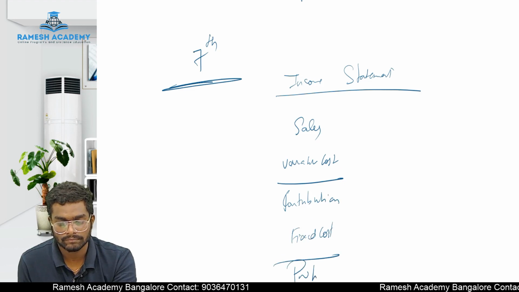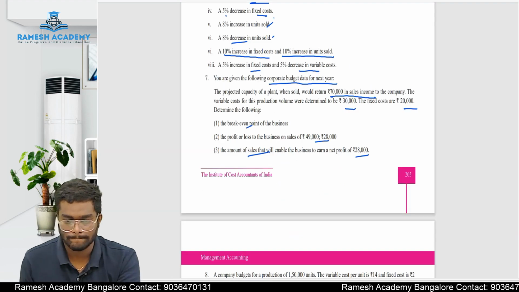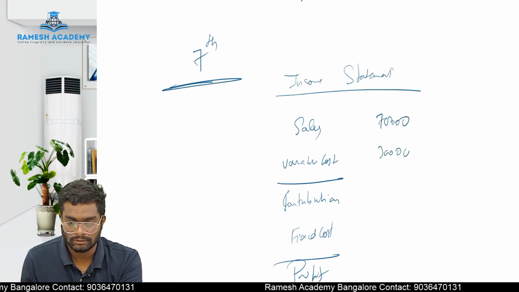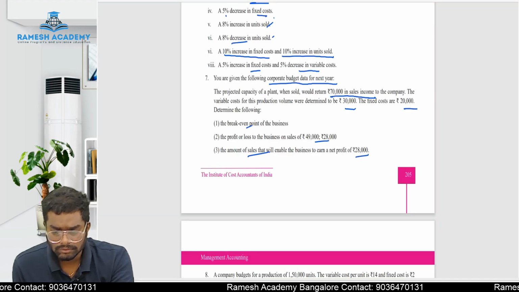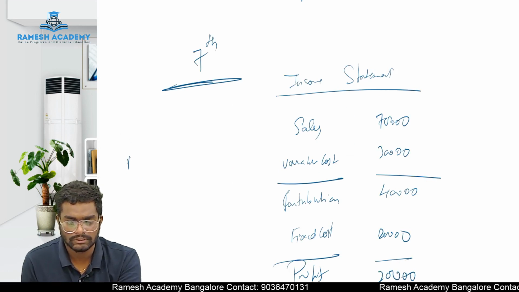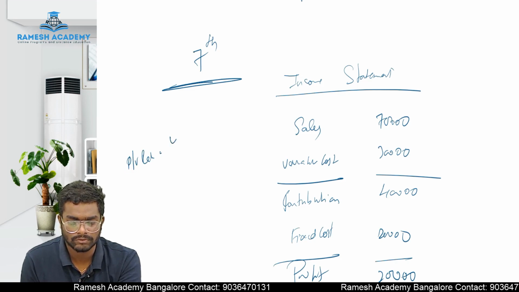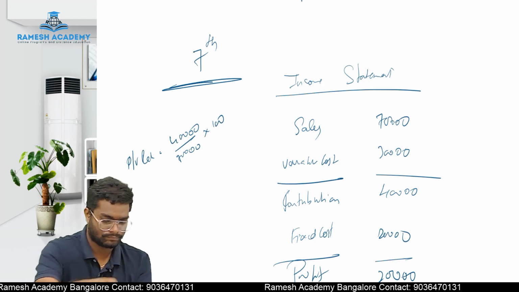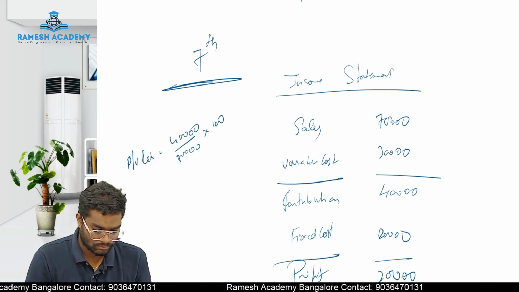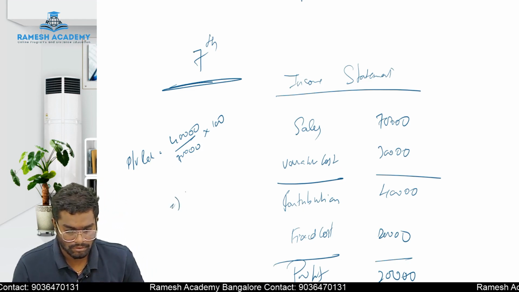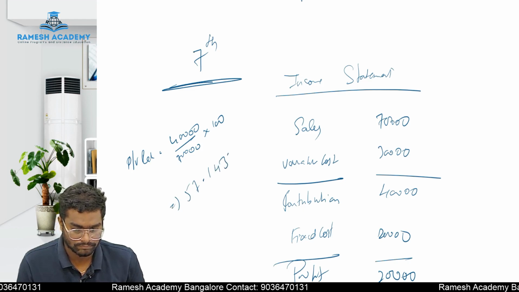So profit: sales is 70, variable cost is 30 and fixed cost is 20. It is 40,000, and here it is 20,000. Now it is easy to find the PV ratio. Contribution is 40 divided by 70 into 100, that is 40,000 divided by 70,000 into 100. So it is 57.143 percent.